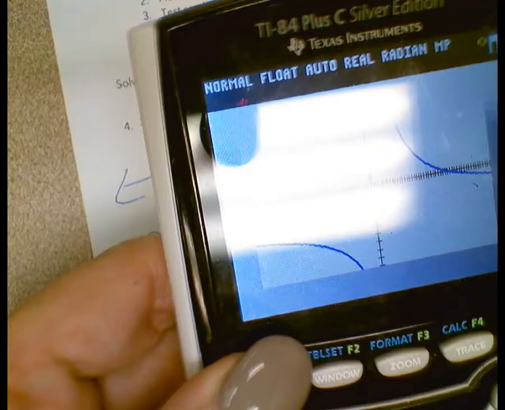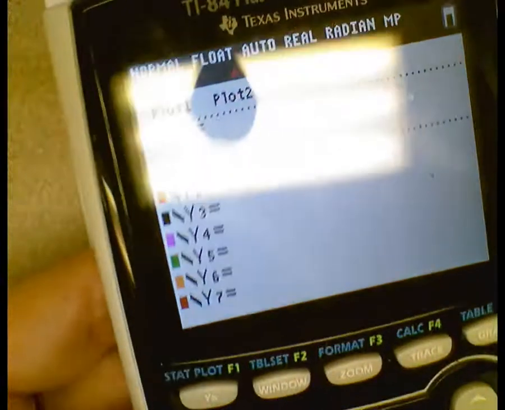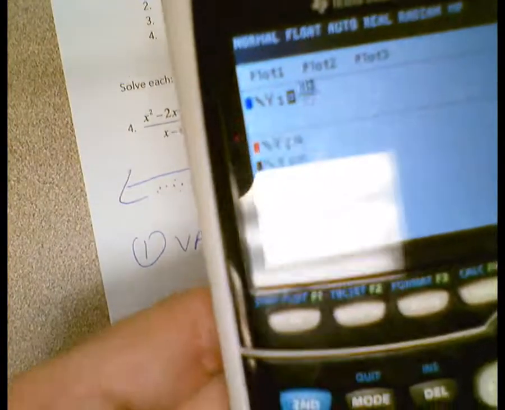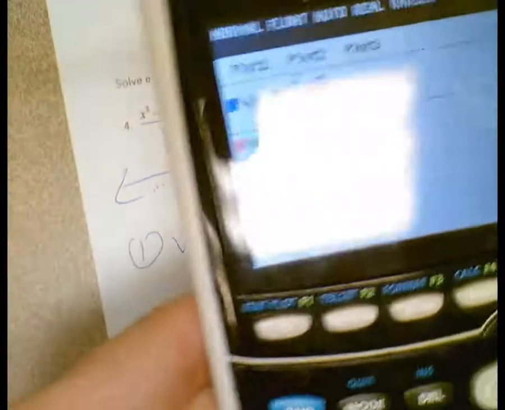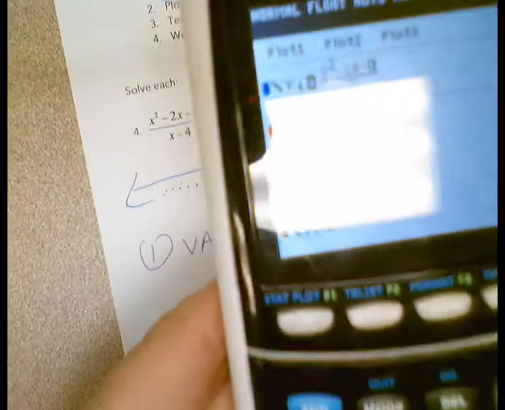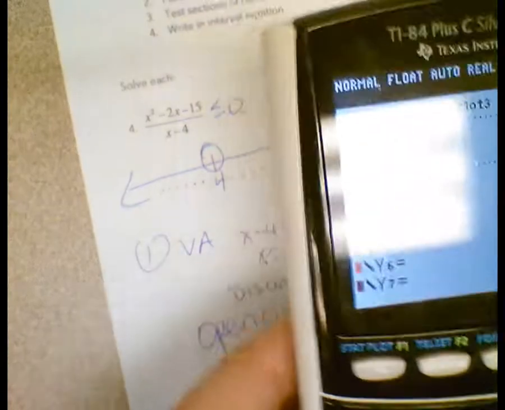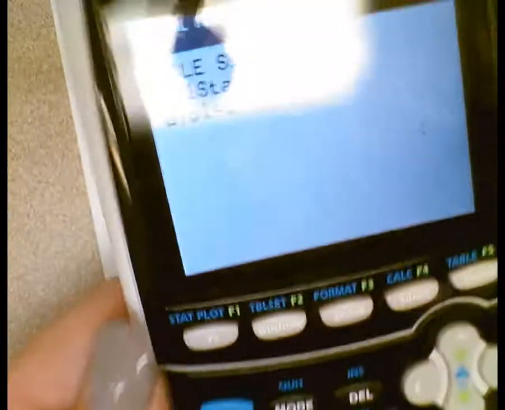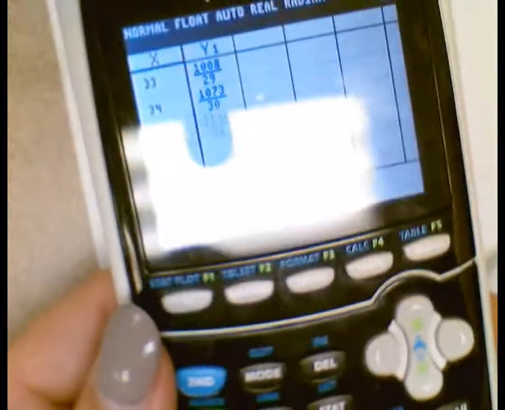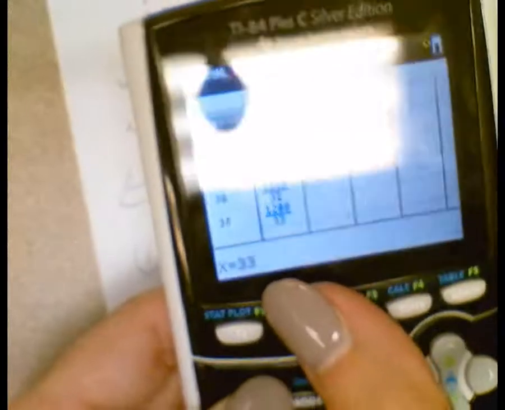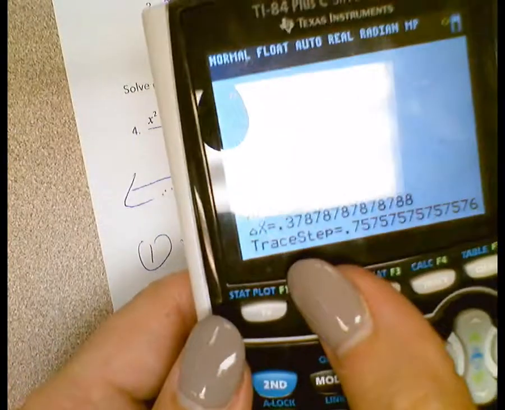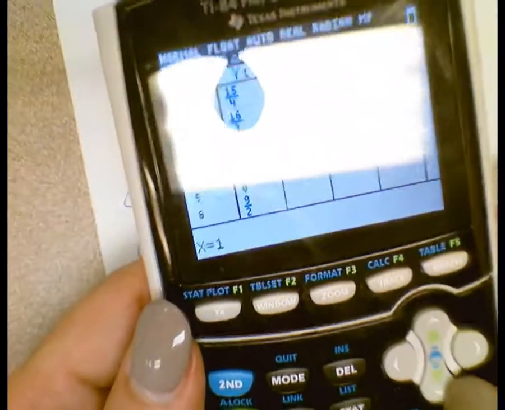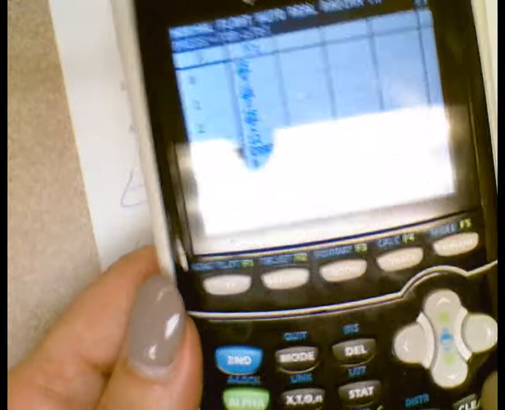If you graph this, I'm going to show you on the graph real quick. X squared minus 2x minus 15 divided by x minus 4. You will know if I looked at the t-table. Second window, start your t-table back at 0. You will see there's an error at 4. You guys see it? Error at 4.